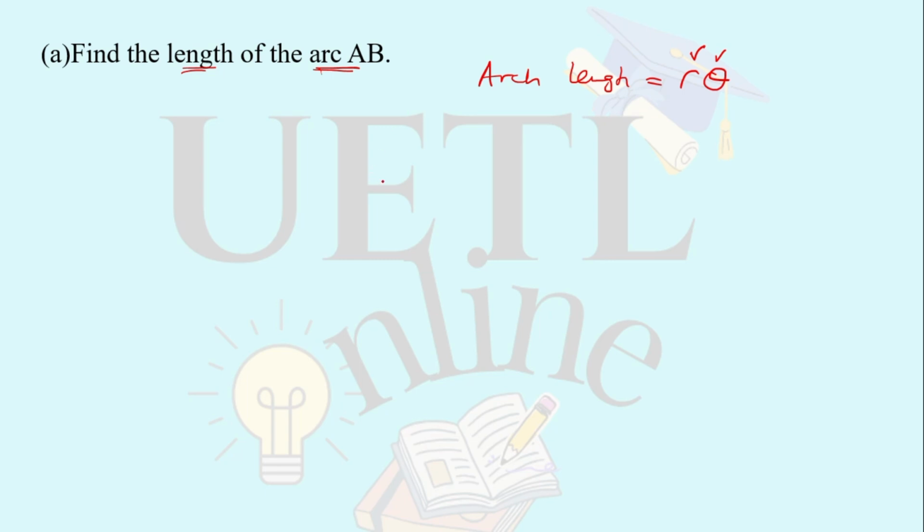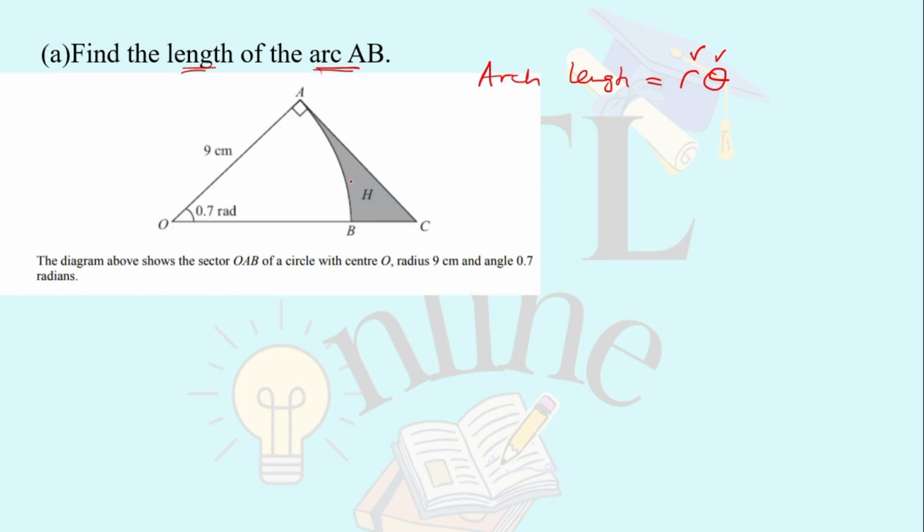So let's bring our diagram and take a look. Here we can see OA is 9 centimeters, which is the radius of this arc. Then this angle, theta, is the angle at the center, which is 0.7. OB is again a radius, since it's an arc. So we're just going to use this radius and this angle to find our answer. Let's go on and find the arc length.